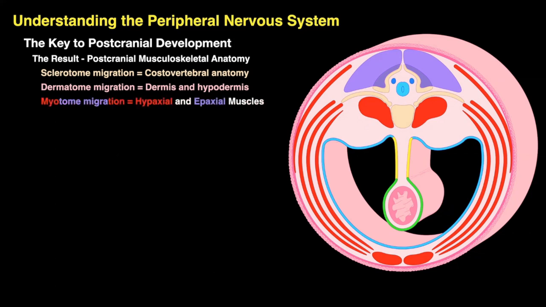We have the myotome migrating into two groups. The epimere migrates dorsal to the developing vertebral column to form what we could call our epaxial muscles, epiaxial, above the axis.